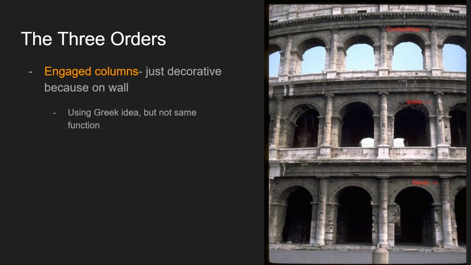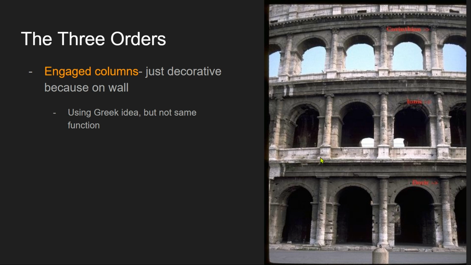Now on the exterior, again, it would have had this travertine. You can see the holes of how they were pulled out. And we have these engaged columns, which I've already mentioned before. And so they're using the Greek three orders. We have our Doric on the bottom, our second story has our Ionic, and our third story has our Corinthian.